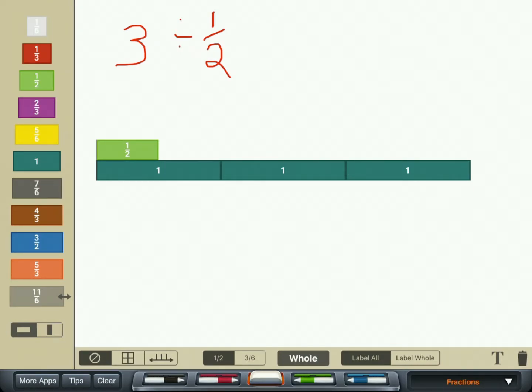And if students model this and they drag these manipulatives over, these rods over, they will see, and you can ask the question in terms of how many times does a 1/2 go into 3, or how many halves will fit into 3, just like the cookies. How many groups of 4 cookies are in 20? You can ask the same question, only with fractions, and that will help keep the meaning of the operation intact for the students. And with this visual, they will see that 6 halves fit into 3.